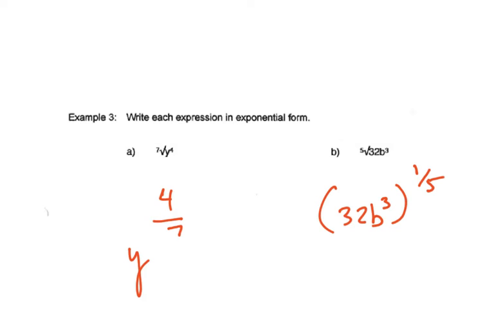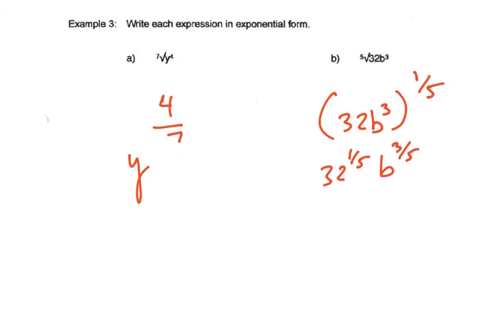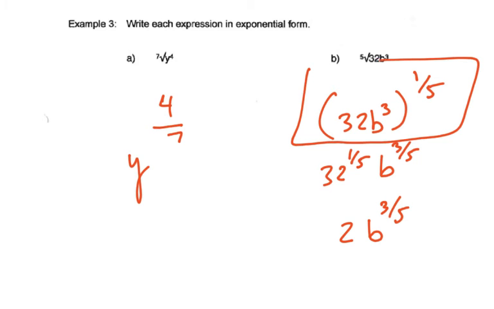You could, for example, rewrite this as 32 to the 1/5, b to the 3/5 if you wanted to. And then 2 to the fifth power is 32, so this is 2b to the 3/5. But this is sufficient.